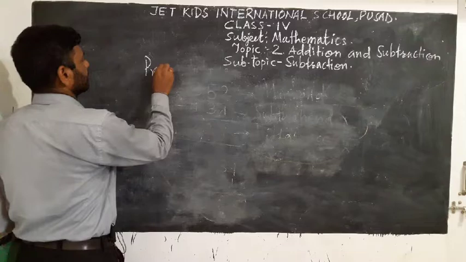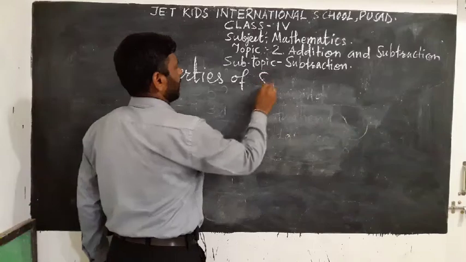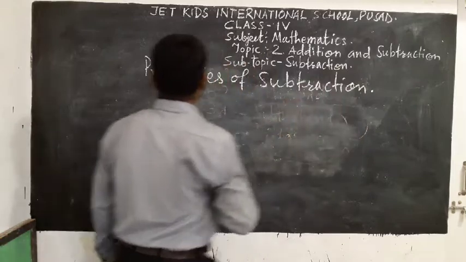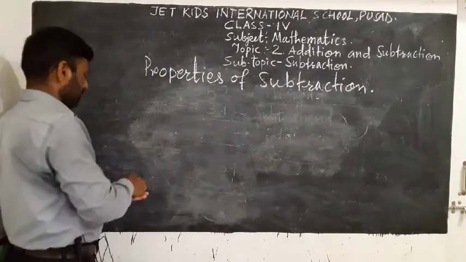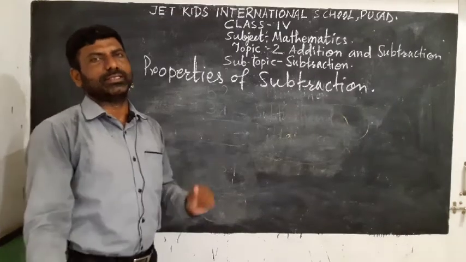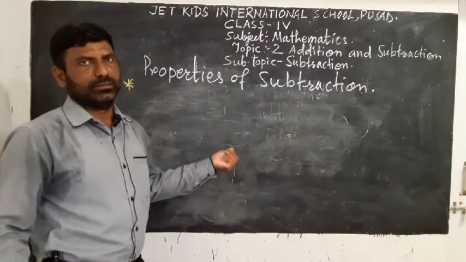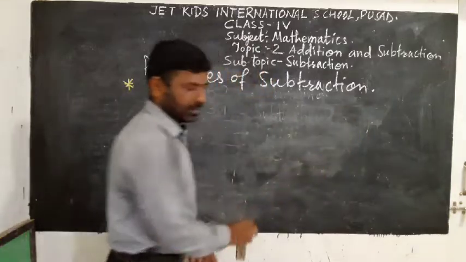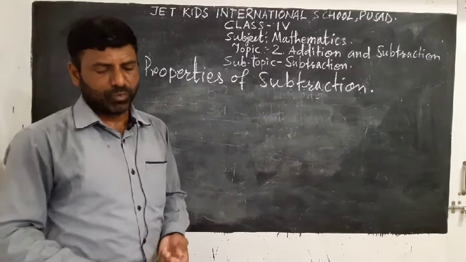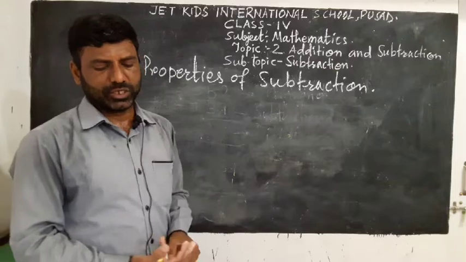Properties of subtraction. It's very easy. Once you understand the properties, it will be easy to solve subtraction. Got it? Some exercises based on the properties of subtraction will be helpful for you. First property, order property of subtraction. What is the order property of subtraction? The order of numbers in a subtraction cannot be changed.